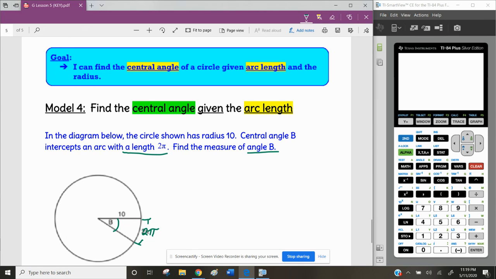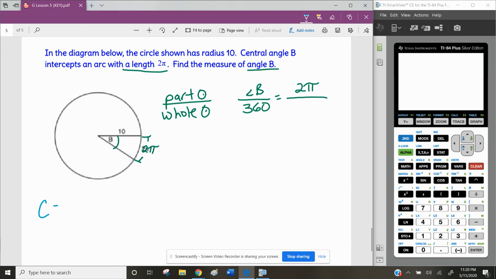We have a radius of 10. So we're going to set up our part of a circle to our whole circle. Our part of our circle is angle B. That's what we're looking for. And the full number of degrees in a circle is 360. Our part of our circumference that we're given is 2 pi. And we have a radius. So our whole circumference, C equals 2 pi r, would be 2 times pi times 10, so 20 pi.